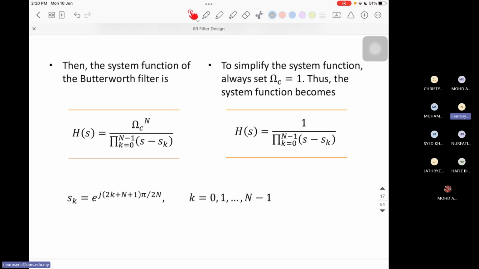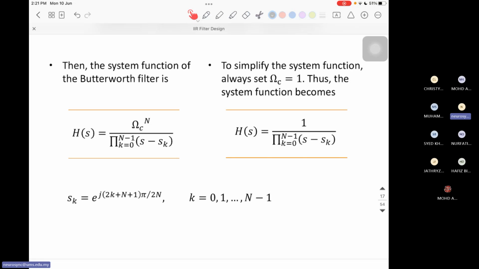Okay, where this k will go from 0 to n minus 1. Now, to simplify the system transfer function, I can take this omega c equal to 1. Correct? So omega c equal to 1. So the system transfer function I can write like this: 1 divided by the product of these poles, S minus Sk.